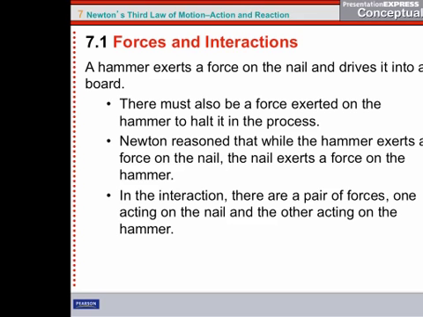So the hammer, there must be a force exerted on the hammer to halt its progress. That's the nail. And Newton figured that if the hammer exerts a force on the nail, then the nail must be the one exerting the force back on the hammer. There's always those pairs of interactions between the two things.